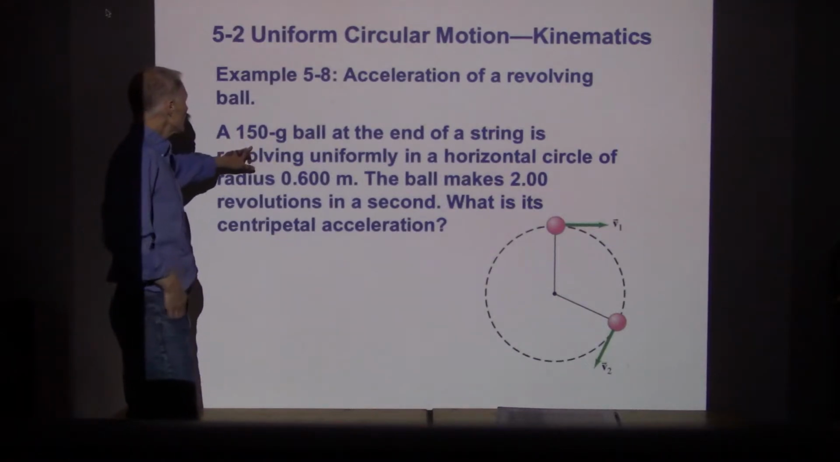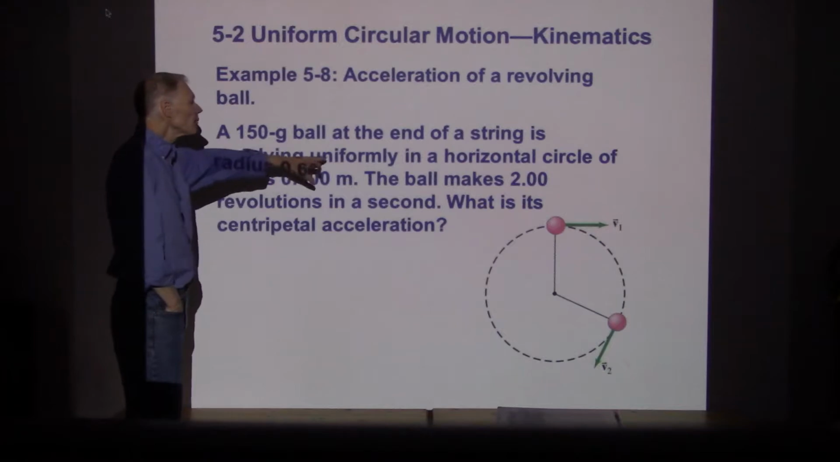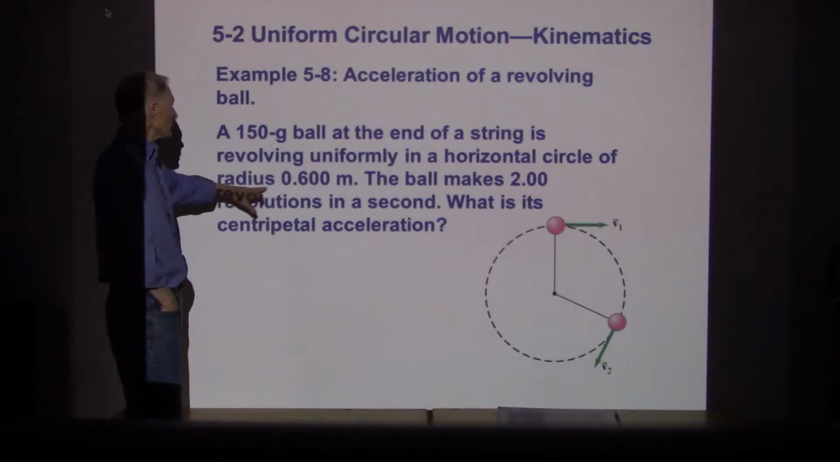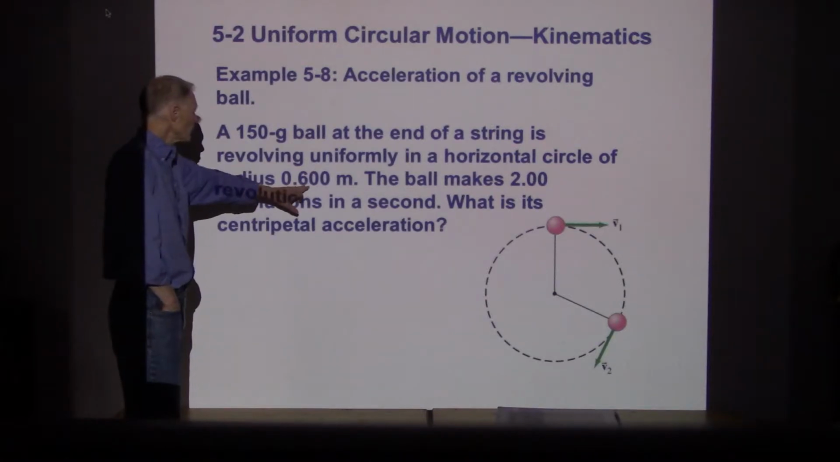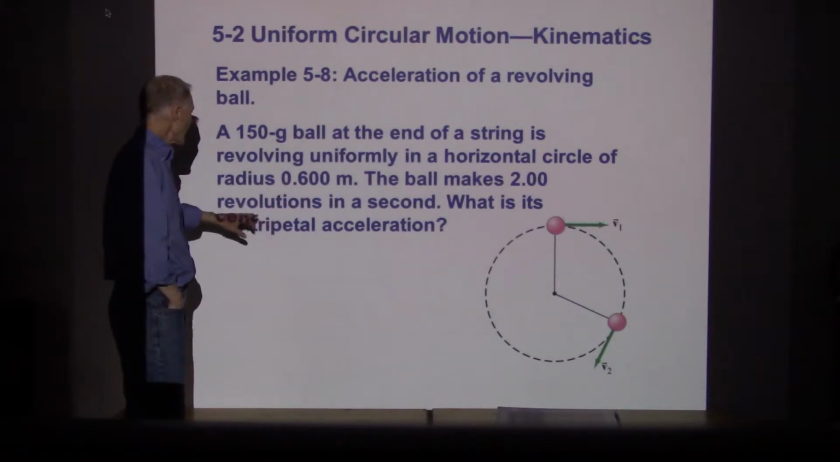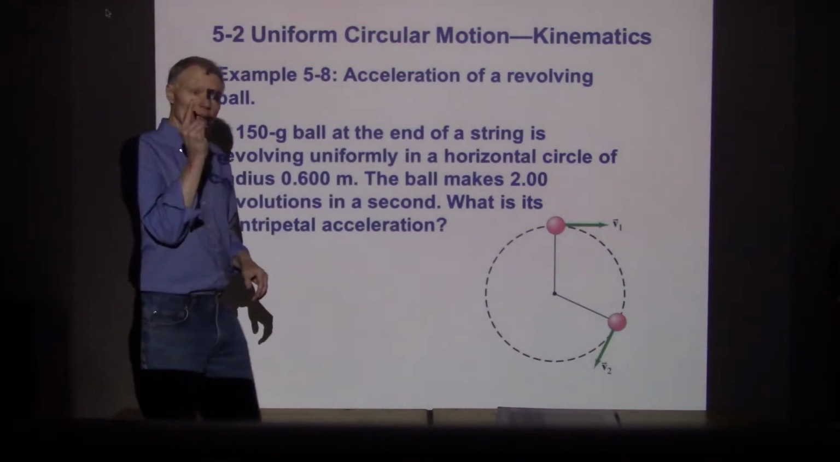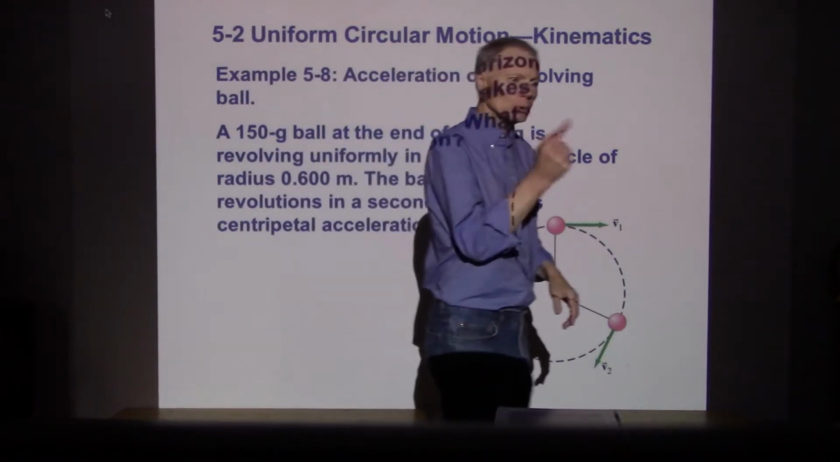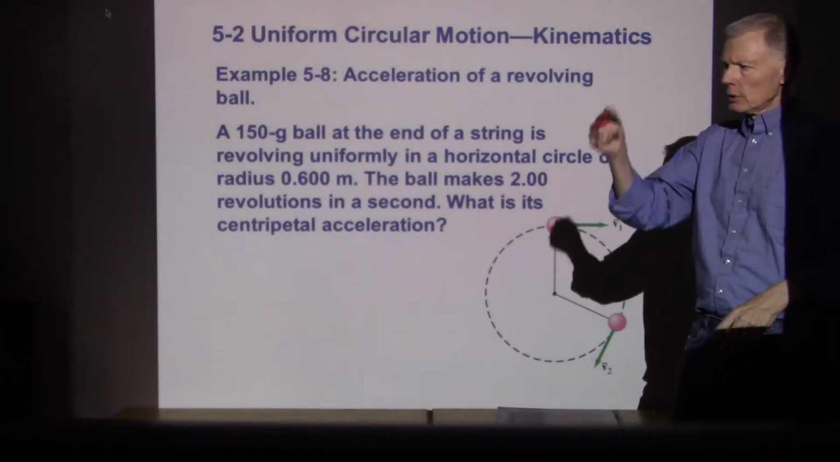It's a 150 gram ball, an object. It's revolving uniformly in a horizontal circle with a radius. Now notice, that's a radius, not a diameter. The radius is 60 centimeters, and the ball makes 2 revolutions every second. So that's pretty good speed, right? 1, 2, am I counting right? Let's see. 1, 2, something like that.